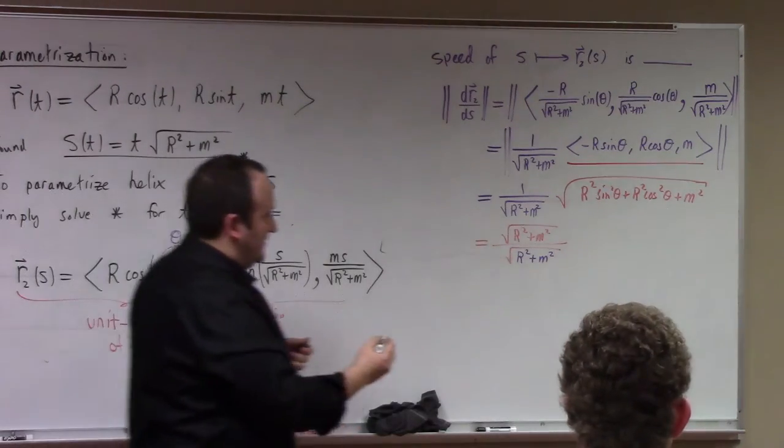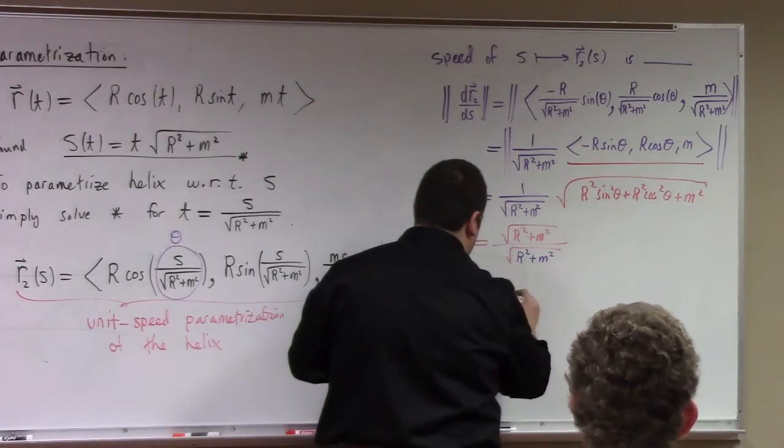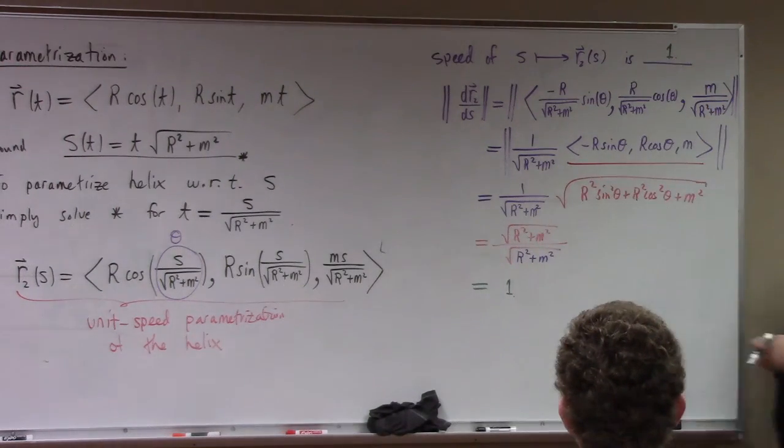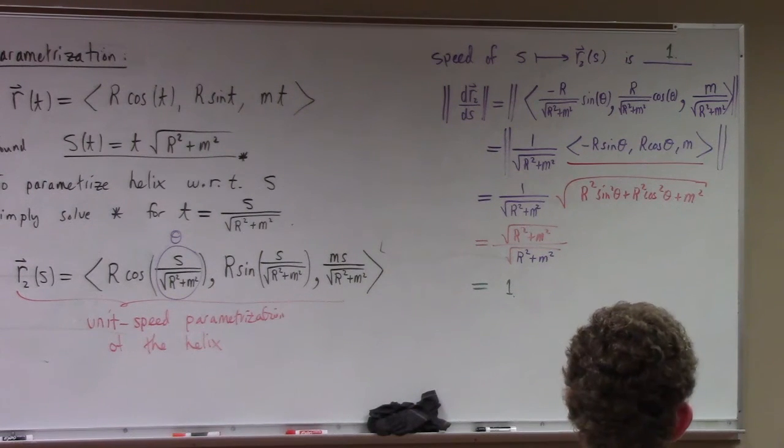Fill in the blank, right? This is equal to 1. The speed of this is 1. It is called a unit speed reparametrization because if you reparameterize the curve with respect to arc length, it makes the speed be 1.